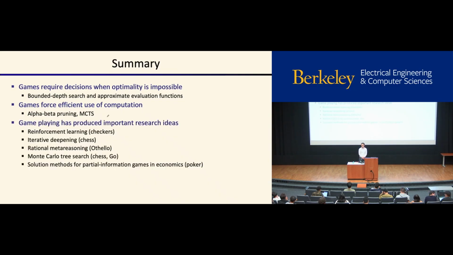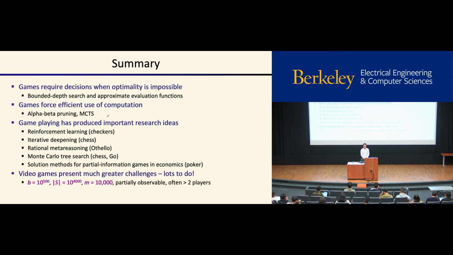And it produced a lot of important research, like the checkers work led to self-play in checkers, which led to reinforcement learning. Iterative deepening came out of chess. This meta-reasoning idea, thinking about what the other player's thinking about. And then Monte Carlo tree search is how we solved Go. And different solution methods for things like poker led to how we can solve partially observable games. So that's really good. Video games are a lot harder. We have a ways to go yet. But yeah, that's the lecture on games.